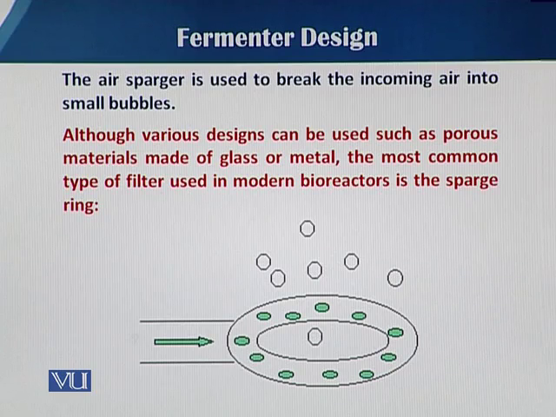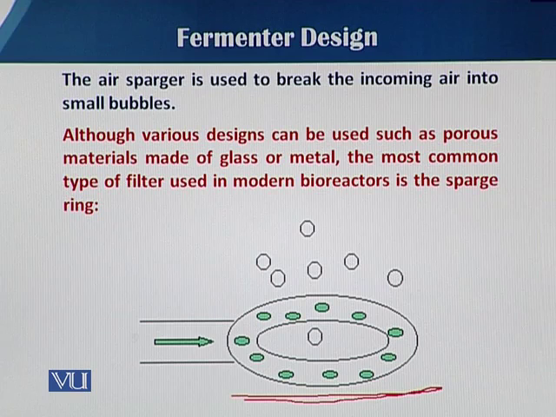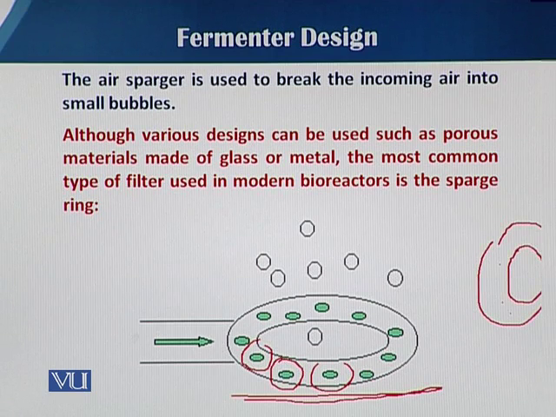So when there is a stream of air coming through the compressor and then entering through the air sterilization system and then into the fermentation medium, there are small pores or slits, either round or slit-like. So there are different designs and shapes of spargers.